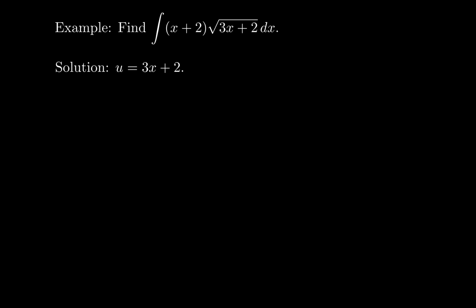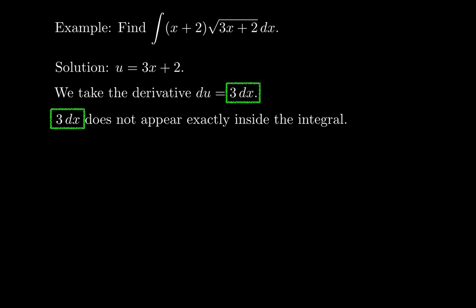Now remember, after that, what we need to do is find the derivative, which is du. So du will be 3dx, and the reason for that is because the derivative of 3x is 3 and the derivative of 2 is 0 because it's a constant. Now, as you can see, the 3x does not appear exactly inside the integral. And as we did before, we can fix that because we are just off by a constant.